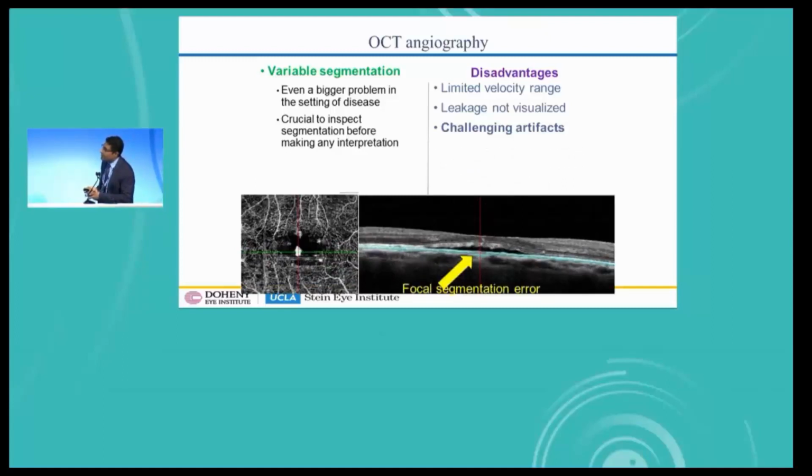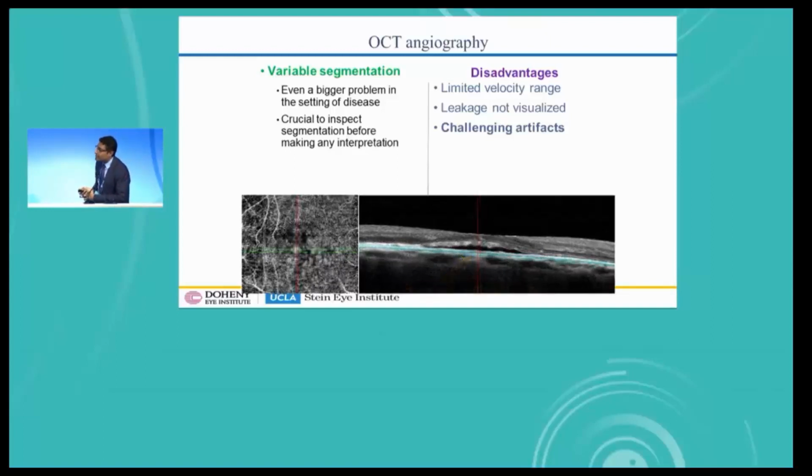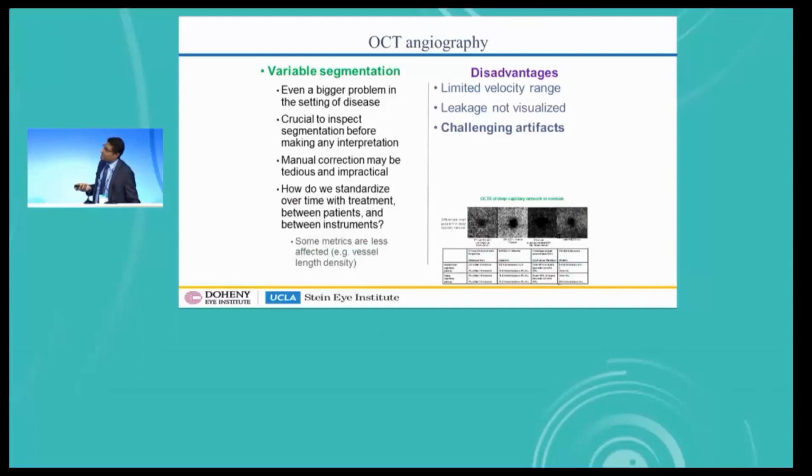This patient we thought might have choroidal vascularization, but it's not. It's actually because there happens to be a tiny little segmentation error. If you correct that segmentation error, it disappears. So these are all things that you need to keep in mind. And then, of course, manual correction of these kinds of things is tedious.